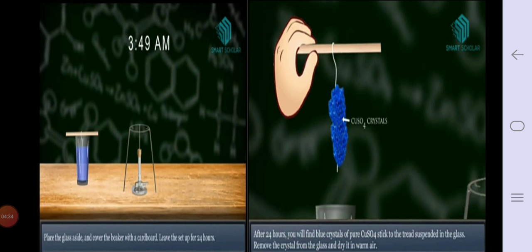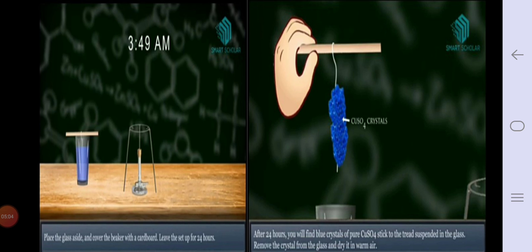Now what we observe after 24 hours, that is important. After 24 hours you will find blue crystals of pure copper sulfate stuck to the thread suspended in the glass. Remove the crystals from the glass and dry them. So whatever impurities were present are removed and we get pure crystals. Now the same process you can do with salt also.